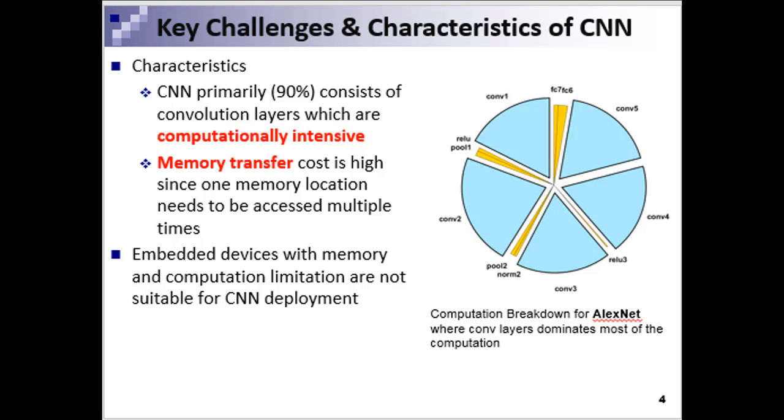So here I'm showing AlexNet, which is a popular object detection network, and the computation breakdown for different layers. The blue color shows convolution layers, and the yellow color shows the rest of the layers, which are batch normalization, max pooling, and fully connected layers. From here we can see most of the computation is dominated by convolution layers. But convolution is computationally intensive, and the memory transfer cost is also high, since one memory location needs to be accessed multiple times. Therefore, using traditional CNNs in embedded settings poses a problem.